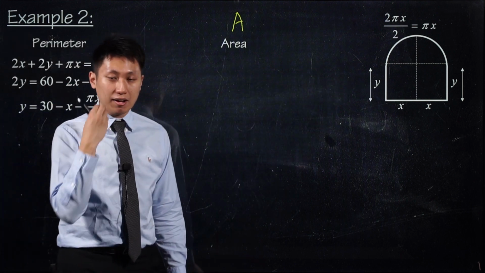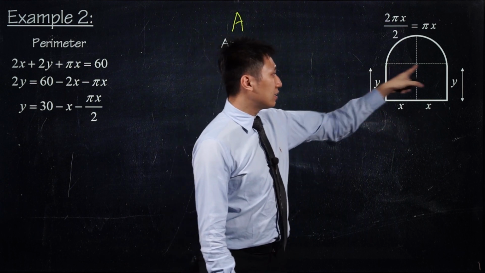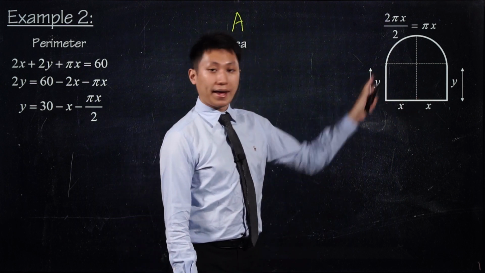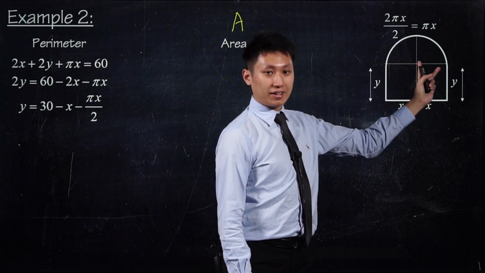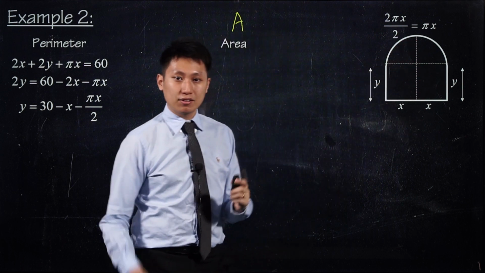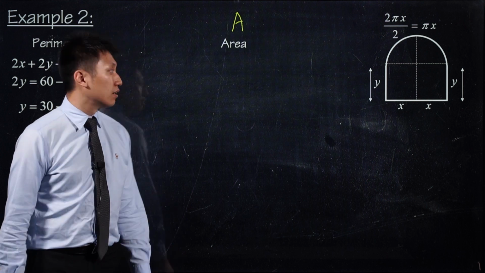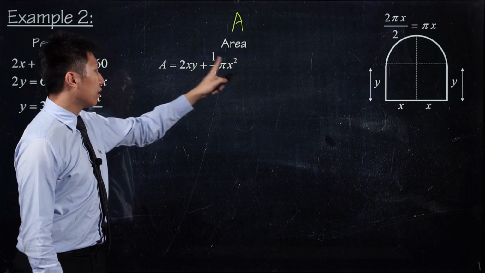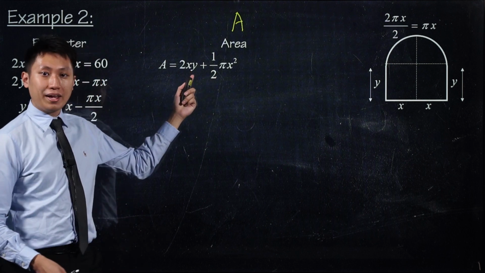Now let's see the area of this one. Can you tell me how to find the area for this? Here, this is 2x, this is y. So this rectangle has area 2xy. So that's the area of that rectangle. How about this one? This is x, this is also x. So this is pi x squared divided by 2, because it's pi r squared divided by 2, since it's only a semicircle. So it's 2xy plus pi x squared over 2.